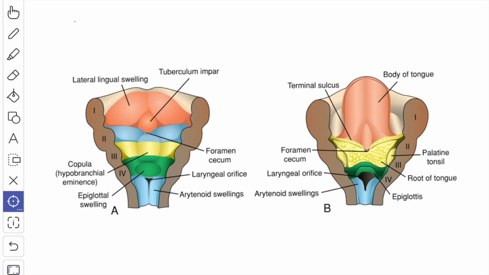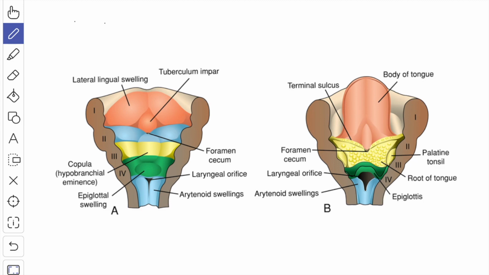The posterior 1/3 or the pharyngeal part develops from the median elevation, known as the hypobranchial eminence, which is formed by the fusion of the second, third and fourth pharyngeal arches. The eminence is divided by a transverse groove into a posterior part and an anterior part. The posterior part forms the mucous membrane of the epiglottis, and the anterior part, which is formed mostly by the third arch, goes forward in a V-shaped manner and fuses with the anterior 2/3, and the line of fusion is indicated by the sulcus terminalis.